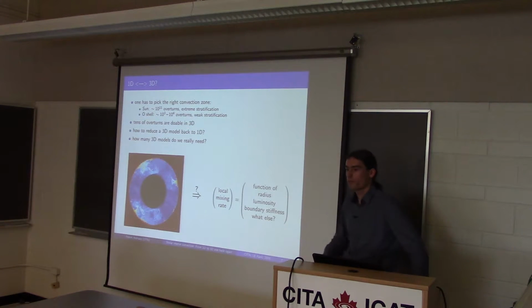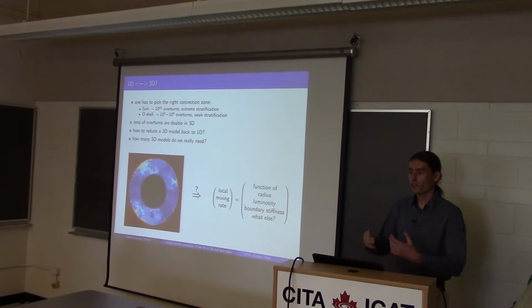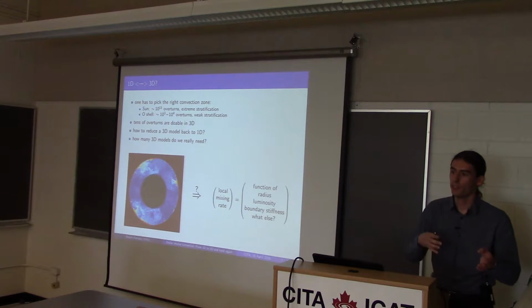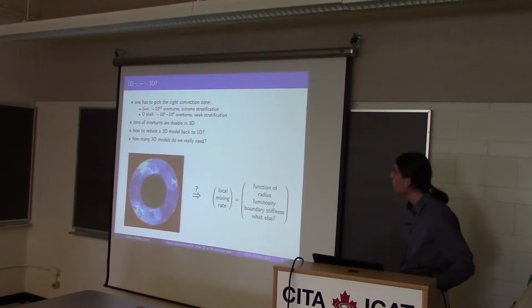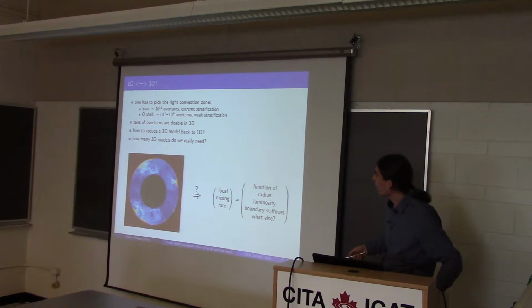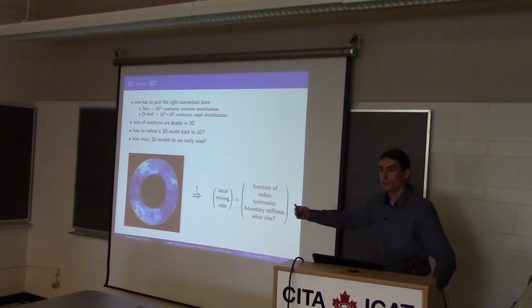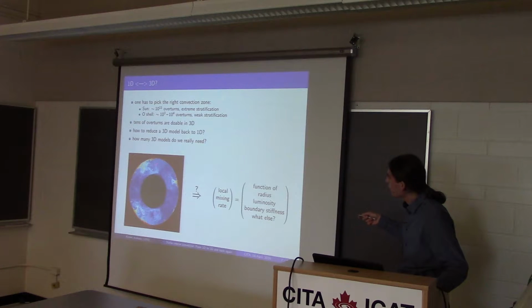Still, we can only do a few tens of overturns in 3D. So we somehow have to extract the mixing seen in the 3D simulation and put it back into 1D, and carry the simulation over for some longer time, and perhaps do another 3D simulation, who knows, to recalibrate some one-dimensional model. The question is how to reduce this complicated stuff back to 1D, and also how often we have to do this during the evolution of the star. So what we would want to do is take a complicated 3D simulation and derive an expression for the local mixing rate depending on the radius, luminosity of this shell, the stiffness of the convective boundary, and perhaps something else.